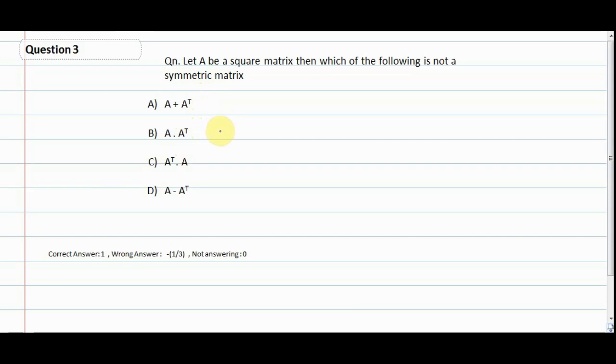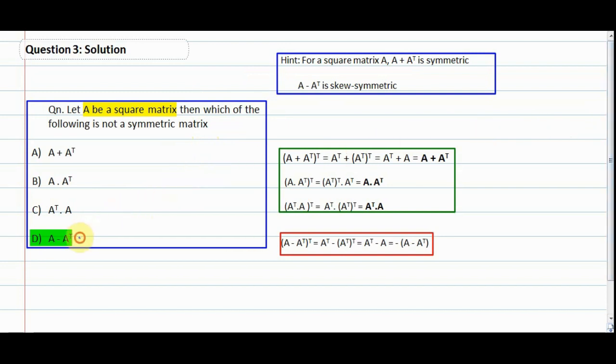Okay, if you have solved the question, you may check the solution. Here the right answer is option D, A minus A transpose. So let's see how to solve this. This question is actually derived from the properties of matrices. If we have a matrix A, then A plus A transpose will be a symmetric one, and A minus A transpose is skew symmetric. So if you know this, you may directly answer the question. A minus A transpose is given here, so this configuration will be a skew symmetric one. So you can directly answer the question within no time.